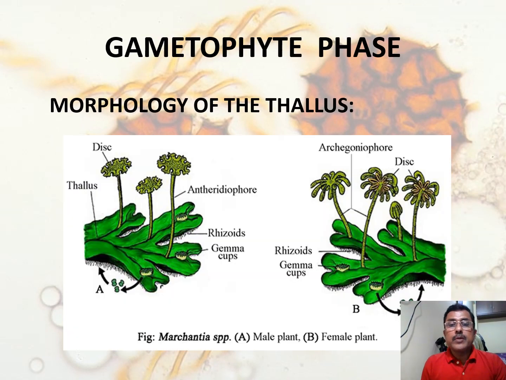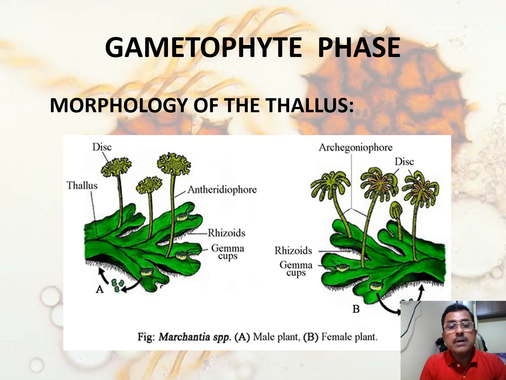And now we discuss the gametophytic phase of Marchantia. So first we see the morphology of the thallus. This is the representative diagram of the male and female gametophytic plants. And as we all know, Marchantia is a heterothallic species, and that's why it will have two different types of gametophytic plants, that is male and female. So this left one, drawing A, is the male gametophytic plant, and this is the female gametophytic plant.